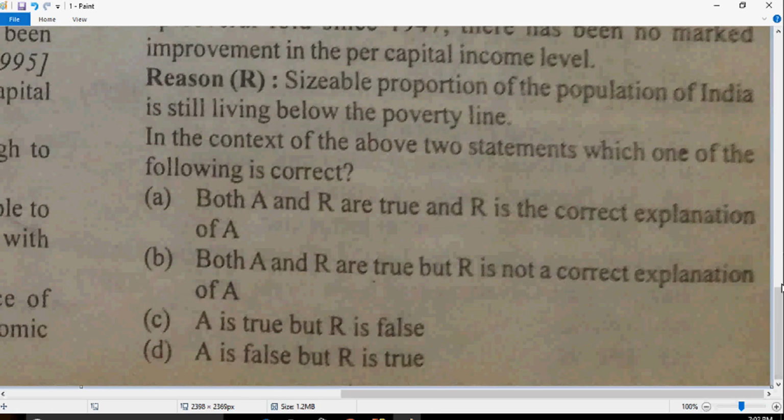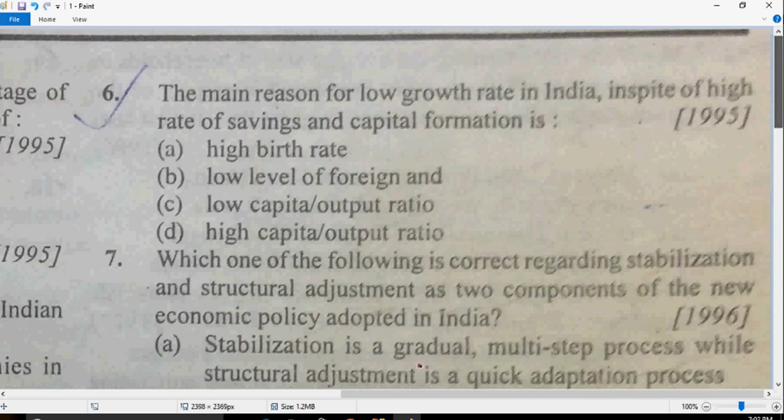Let's go to the next question, number 6, an easy question. The main reason for low growth rate in India in spite of the high rate of saving and capital formation is what? Is it low capital output? No, high capital output ratio. So D will be the correct answer, of course, because the main reason for low growth in India is high capital output ratio. Why is it so?